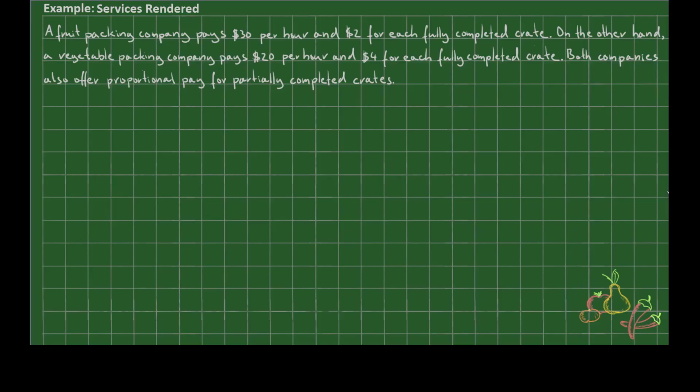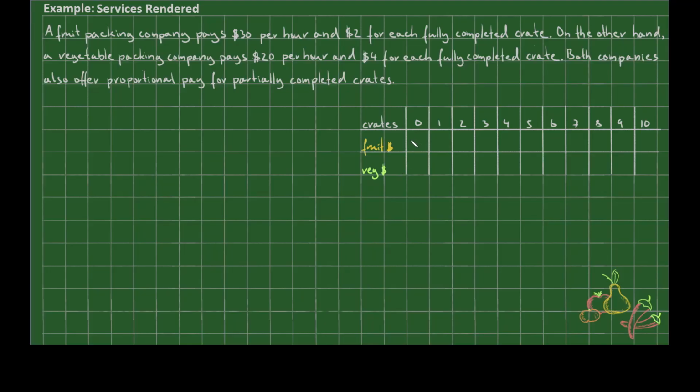So here, crates can be treated as continuous as well, which means I'm going to use a graph to deal with the information presented. And if I'm going to use a graph, I need some points to plot. Where will they come from? Well, I'm going to generate some, and I'm going to use the information given. The best way to deal with this is to create a little table. And here it is. We have number of crates, money paid by the fruit company, and money paid by the vegetable company. In case of the fruit company, we are going to receive $30 per hour, even if we do not fully complete a single crate.